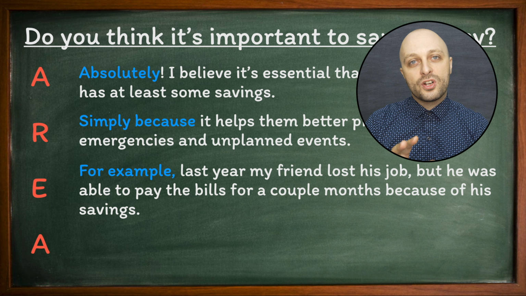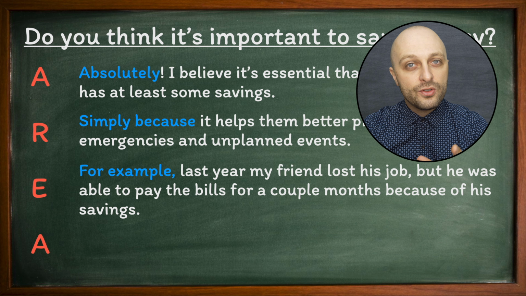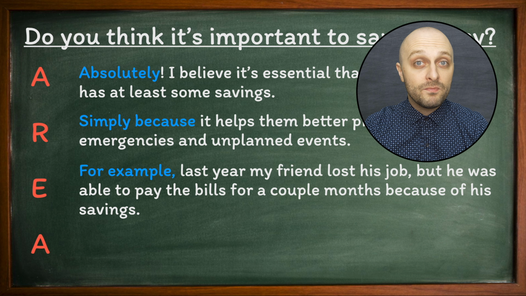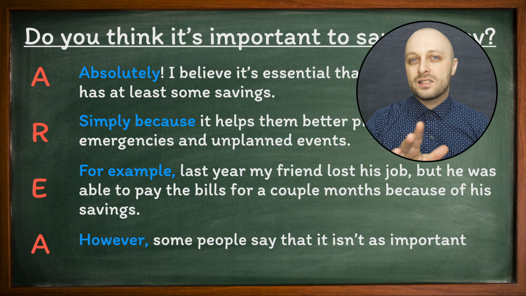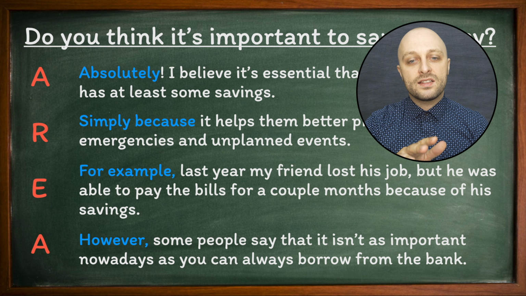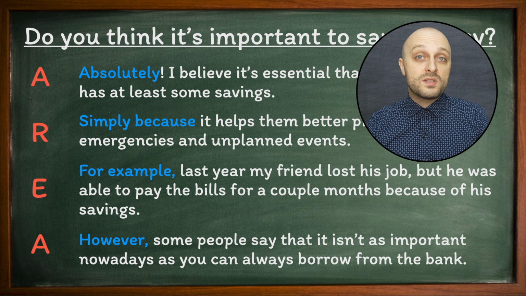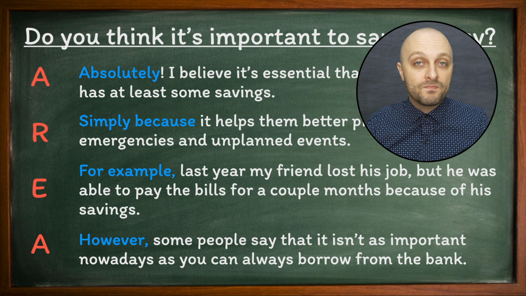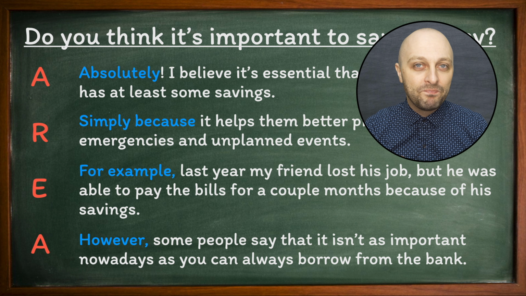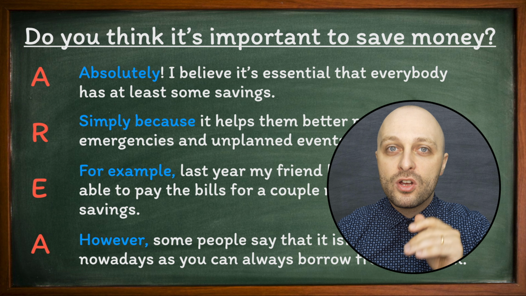If you want to go further, you can give the alternative view using a phrase like but or however, okay? We could add something like this. However, some people say that it isn't as important nowadays, as you can always borrow from the bank. Now that's great, okay? And you can see clearly how the AREA method works.